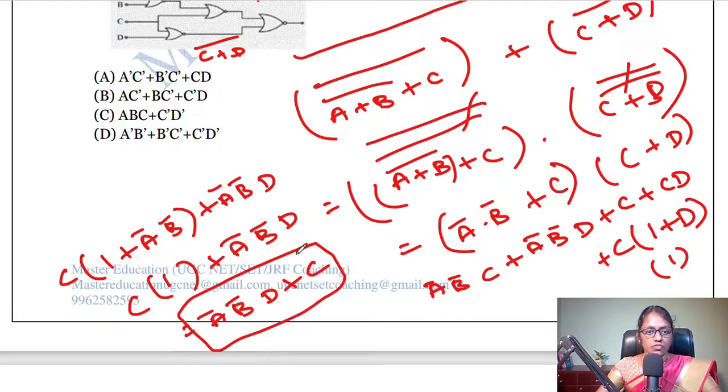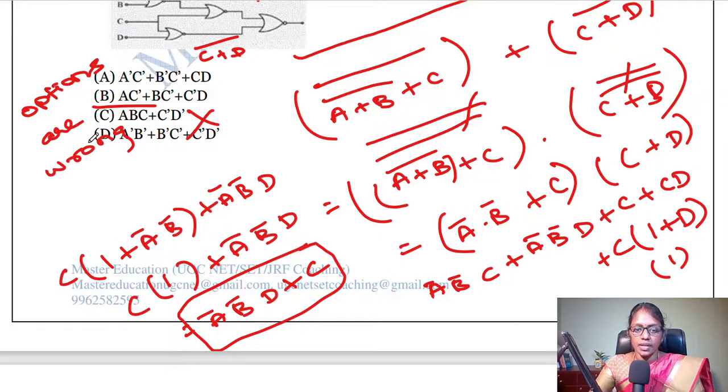Here none of the options is correct actually. They have given them wrongly. All the options are wrong. So here the correct answer is A bar B bar D plus C.